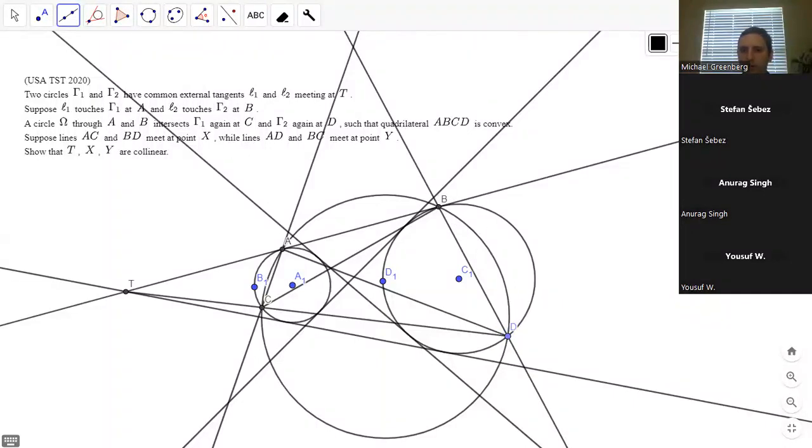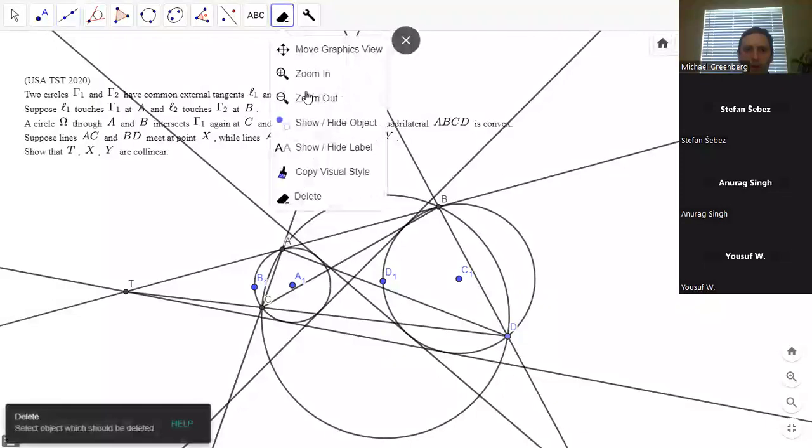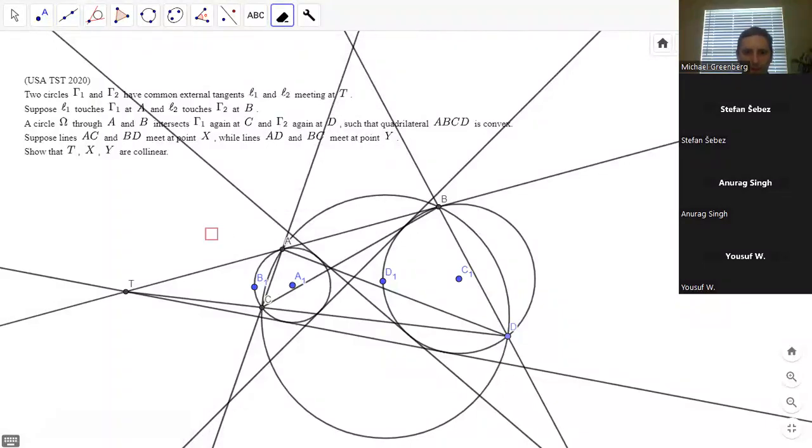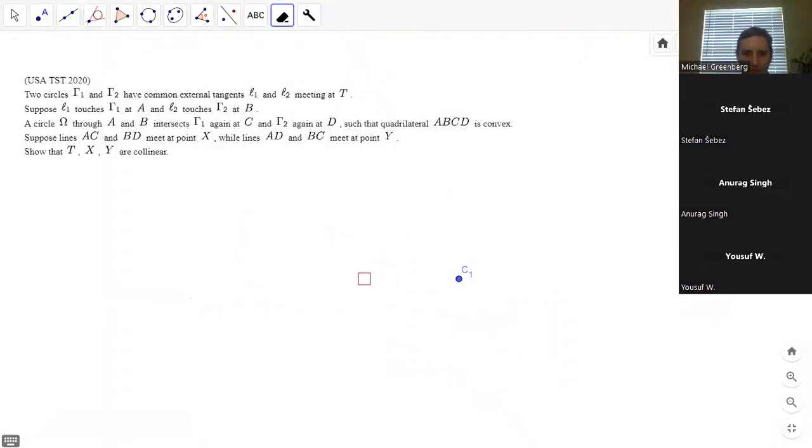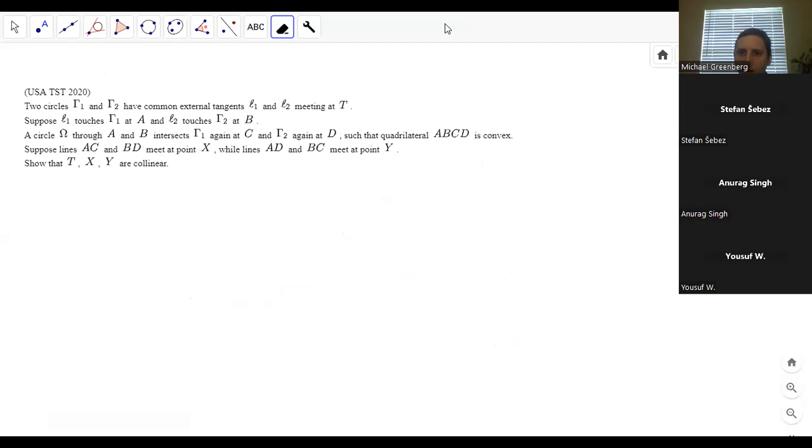Okay, so let's try a different one. So 2018 IMO SL G7. It's also nice. If you want another one, I have another one, G5. I did both of those. Okay, so what about G5 2018?